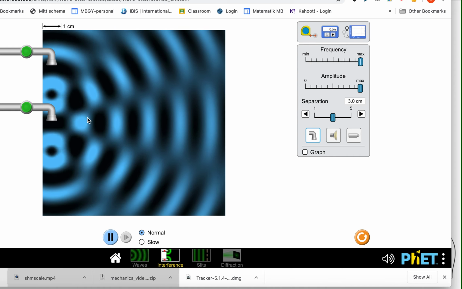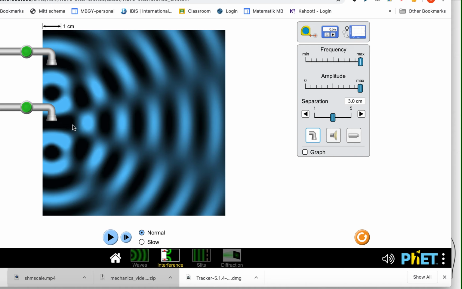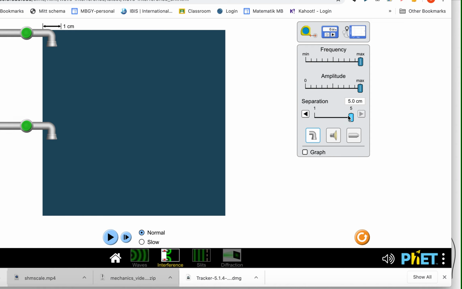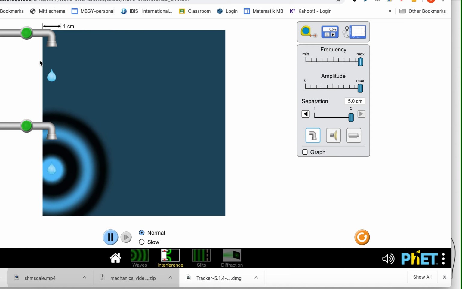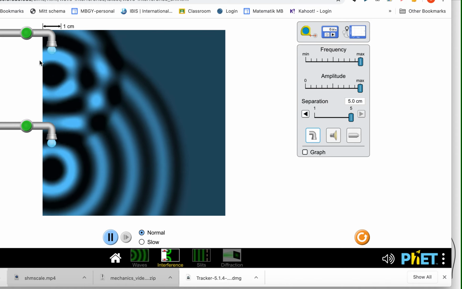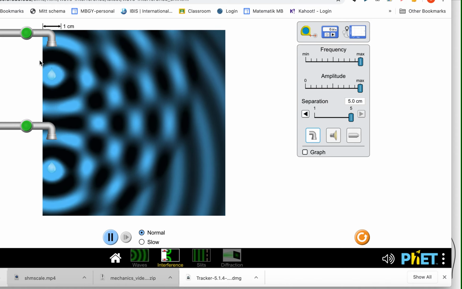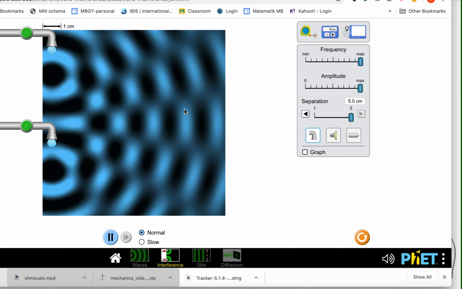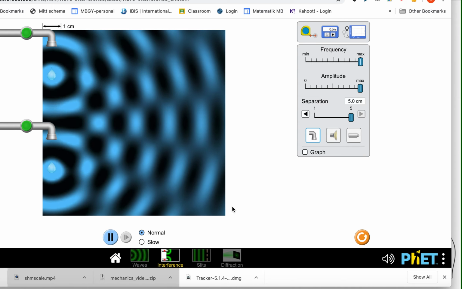So note, let's just pause it, we have some parts of the wave which are a lot brighter and darker than others. That's where we have constructive interference. And we have these parts of the wave which are slightly dimmer. That's where we get destructive interference. If I increase the separation of the taps, but have the same frequency, you see I get a different pattern. The fringes are slightly closer together.